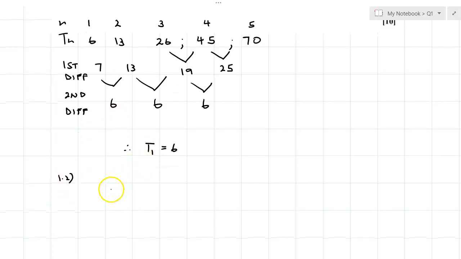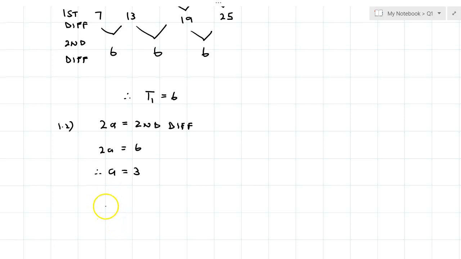we're going to use our formula. Remember, 2a equals the second difference. That's the formula that we use, so you don't have to write this down. You can just substitute 2a equals 6. Therefore, a is going to equal 3.